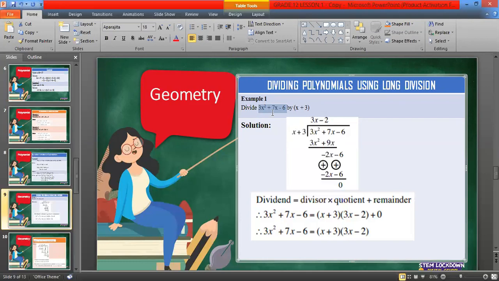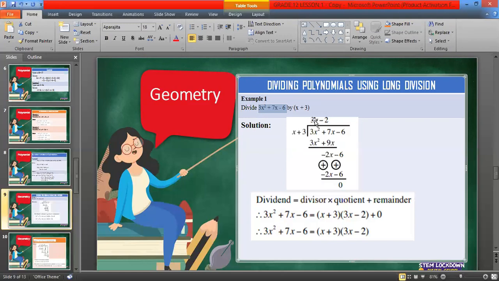Your dividend, or your polynomial, what you are dividing, you put it under the root: 3x squared plus 7x minus 6. We're dividing by x plus 3, so put your x plus 3 outside here. Start one after the other. Start from the first term, 3x squared. 3x squared divided by x will give you 3x.